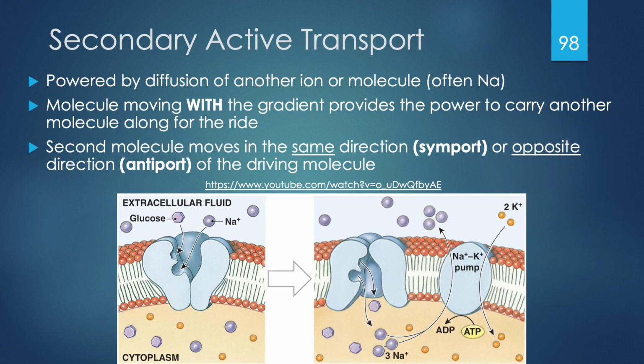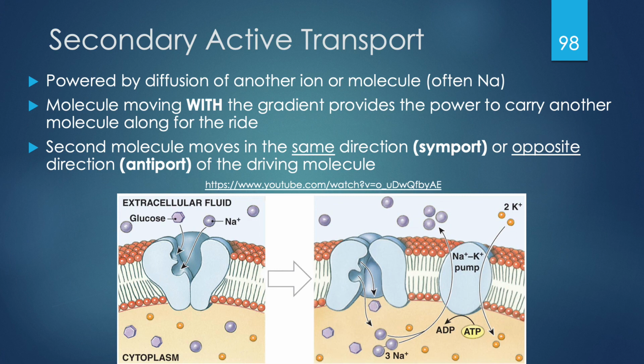Secondary active transport is kind of interesting. So this is powered by the diffusion of another ion or molecule, and usually this is sodium. But the molecule is going to be moving with the concentration gradient, and this is going to provide the power to carry another molecule along for the ride. So somebody is more or less hitchhiking. So in the example that you see below, you'll see that glucose is coming along with sodium.